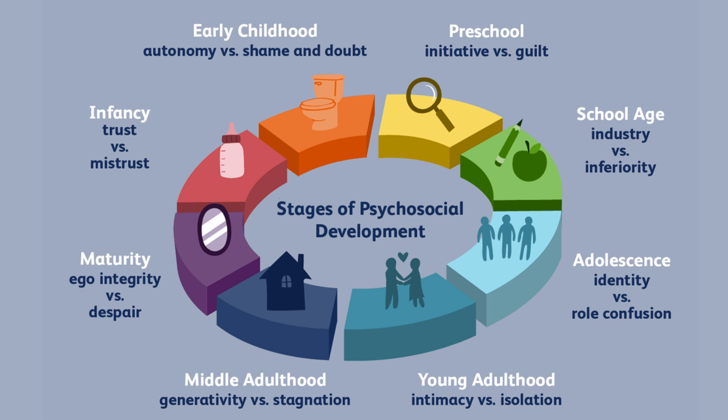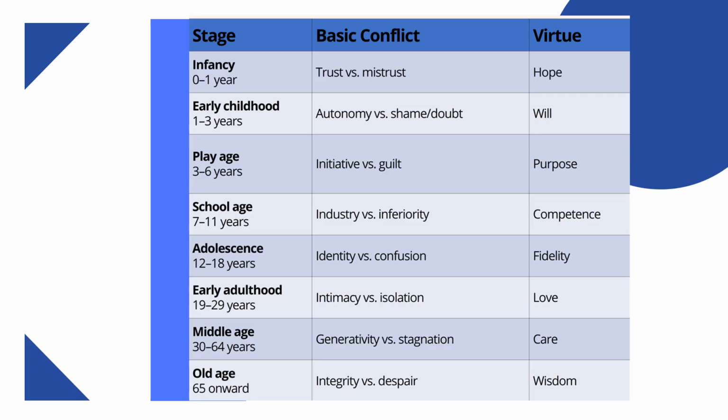Young adulthood, where they choose between intimacy and isolation. Middle adulthood, where they choose between generativity and stagnation. And maturity, where they choose between ego integrity and despair. We'll see this in greater detail in the next slide.